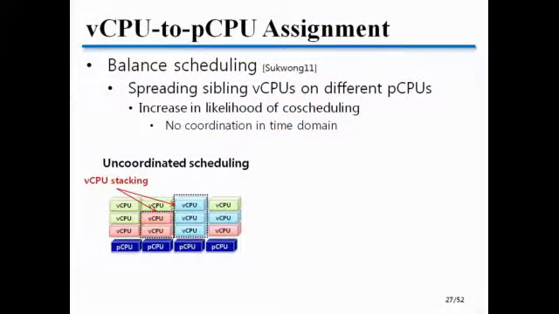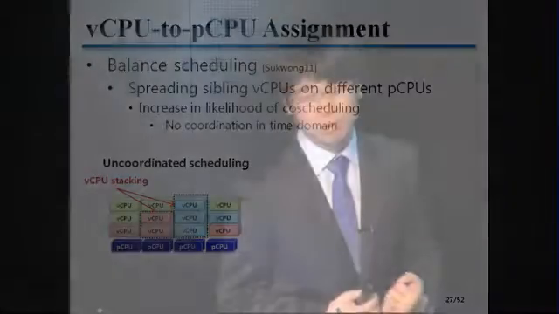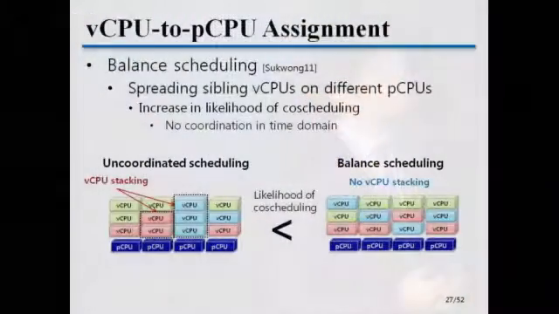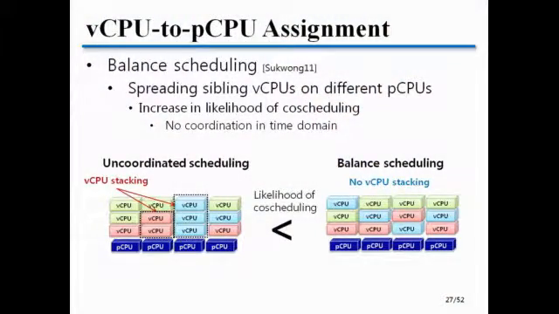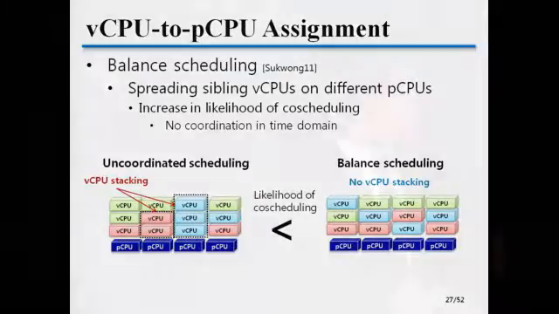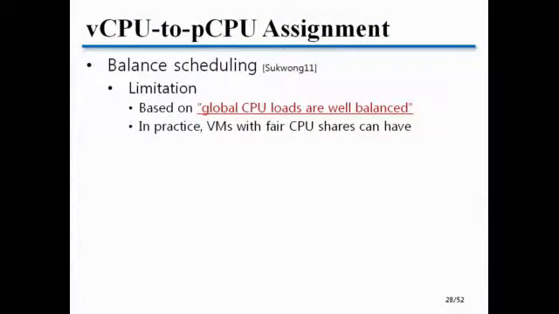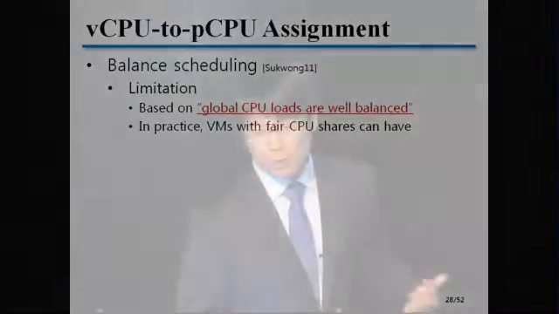As this figure shows, the situation where the sibling vCPUs are placed on a single physical CPU is so-called vCPU stacking. And balanced scheduling is able to get rid of such vCPU stacking so that the likelihood of coscheduling can be simply increased. However, one limitation here is that this scheme is effective only when global CPU loads are well balanced.